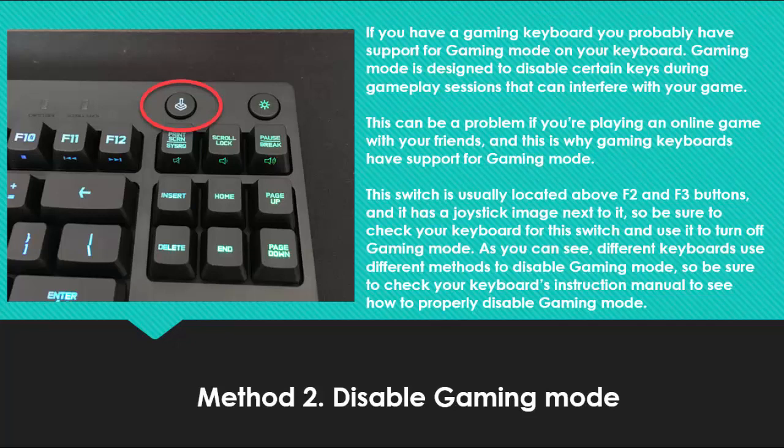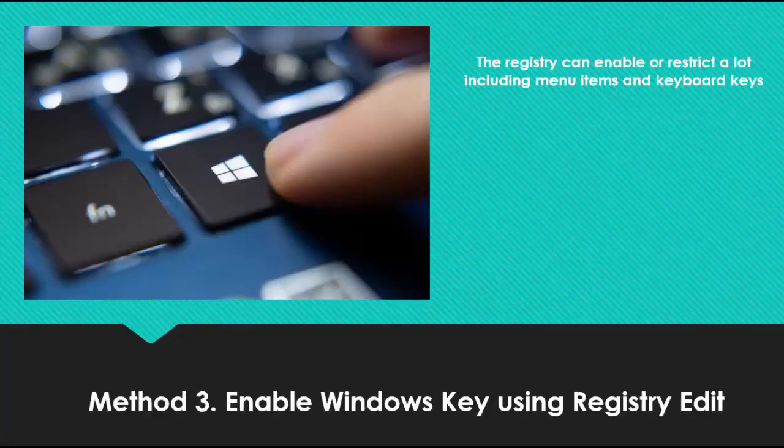This switch is usually located above F2 and F3 buttons, and it has a joystick image next to it, so be sure to check your keyboard for this switch and use it to turn off gaming mode. As you can see, different keyboards use different methods to disable gaming mode, so be sure to check your keyboard's instruction manual to see how to properly disable gaming mode.